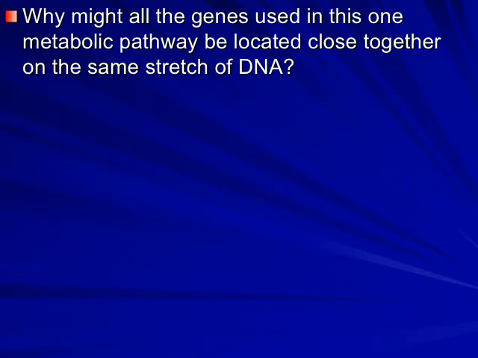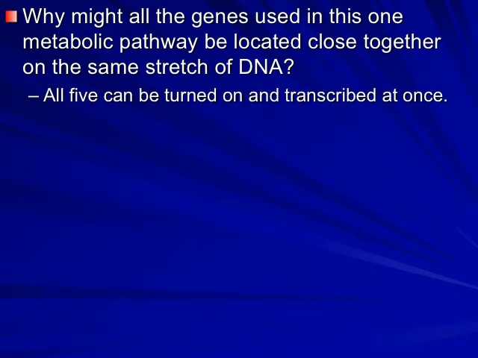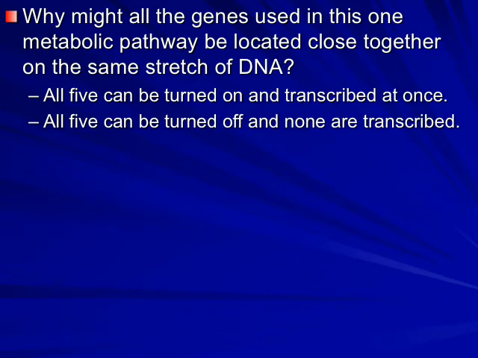So why might all these genes used in this one pathway be located close together on the same piece of DNA? That is because all 5 can be turned on and transcribed all at once, or all 5 can also be turned off and none are transcribed. Remember, by transcribed, we're talking about the process of transcription.